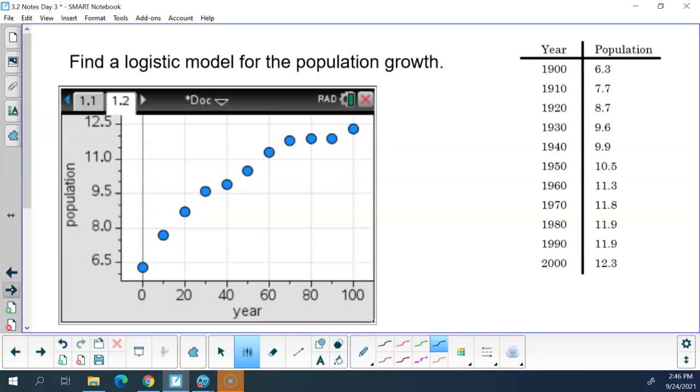All right. So here is a logistic model. We want to find the logistic model for the population growth of this, we'll call it a country. And it's in millions, we'll say, but you can just leave it as 6. So it's a little different now. Find me the logistic model for this population growth. What are we going with for C? 12.5. Okay, I'll go along with that.